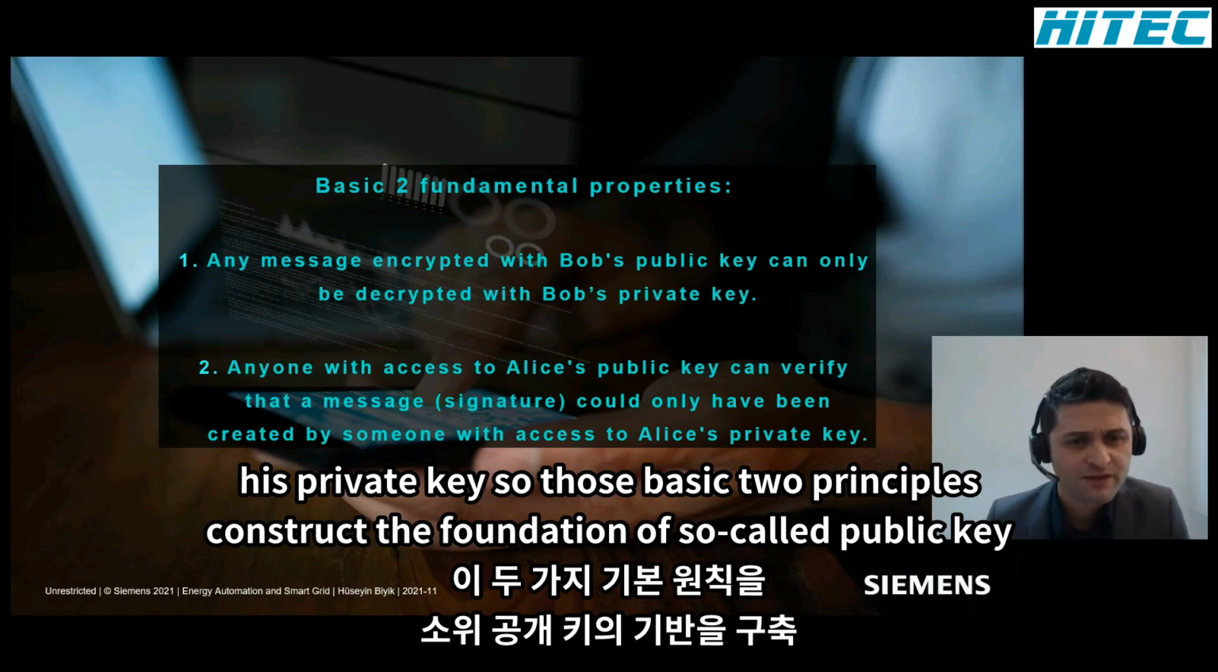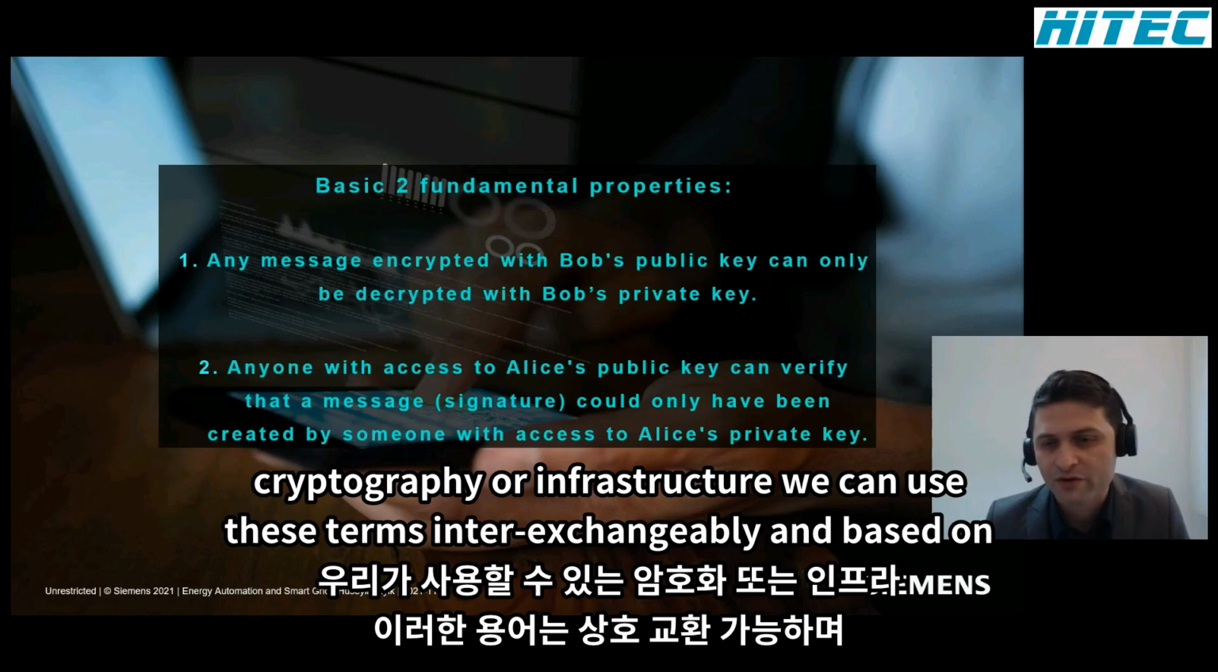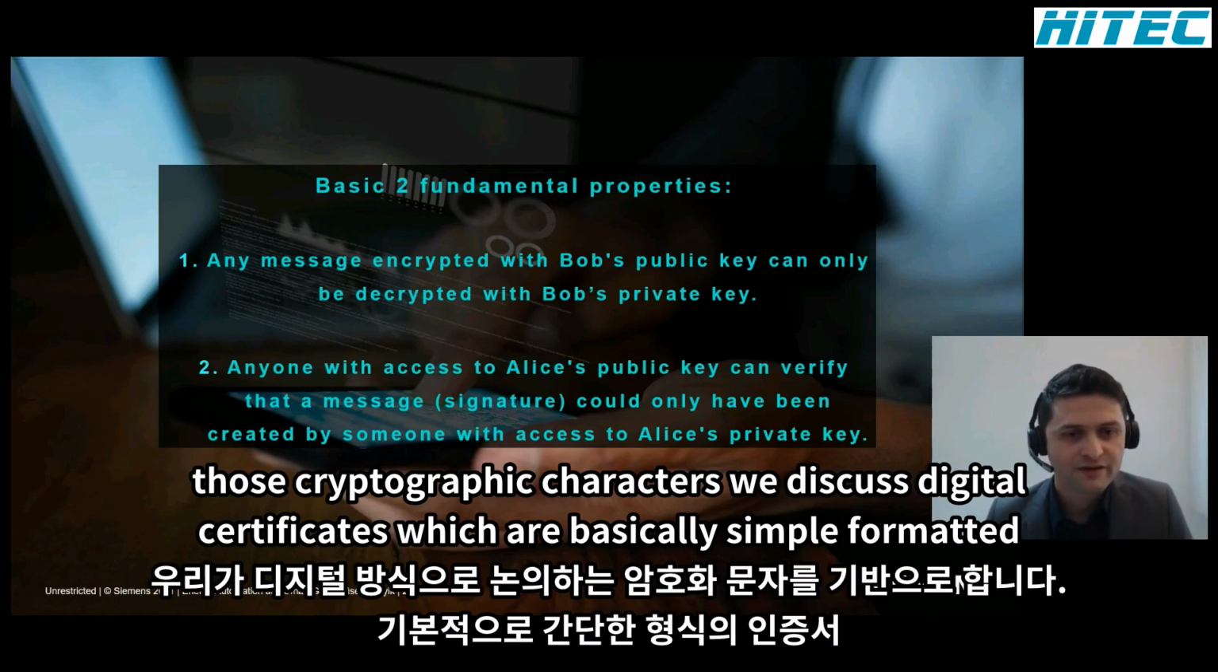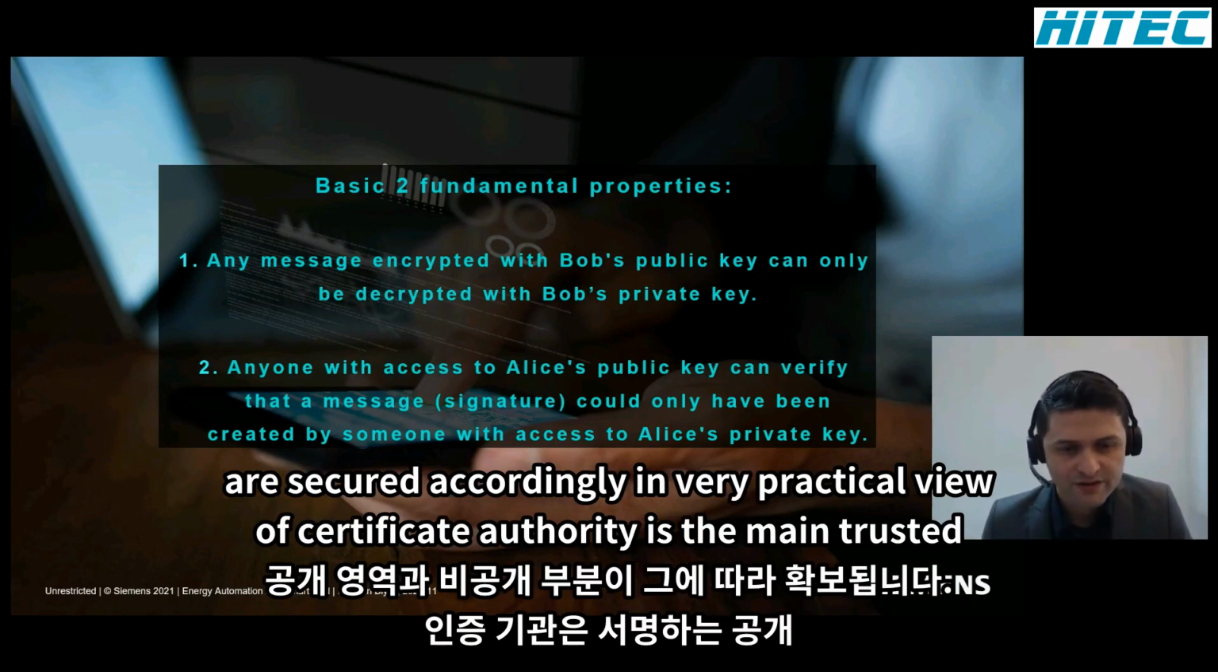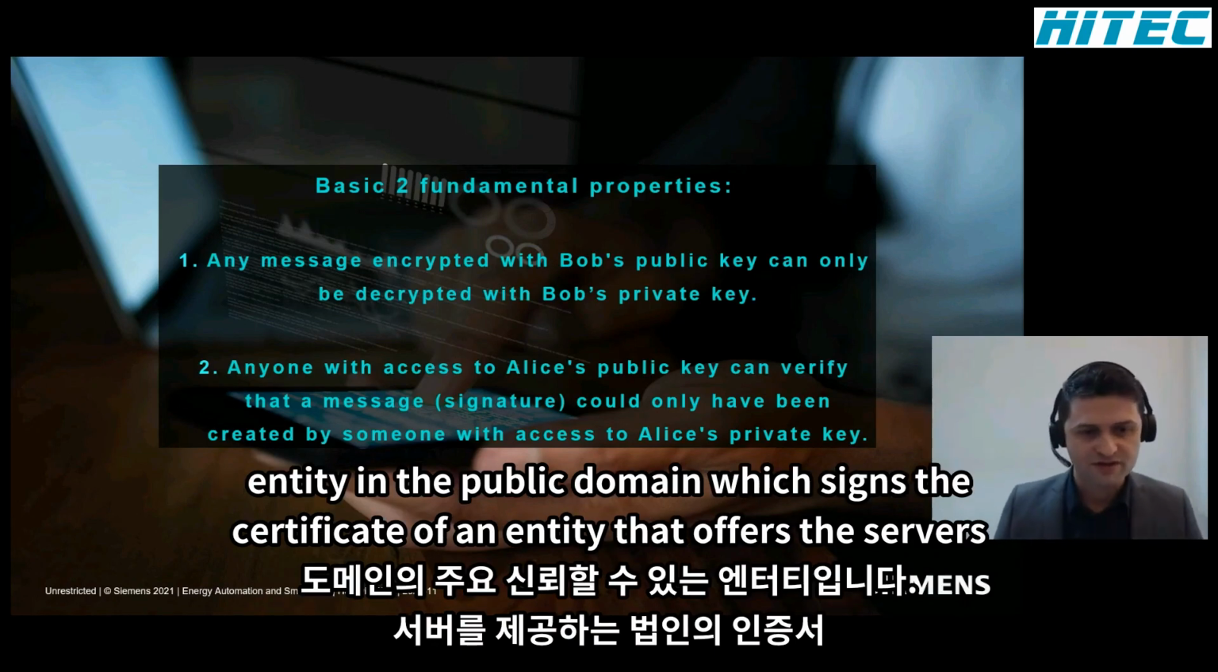Those two basic principles construct the foundation of so-called public key cryptography or infrastructure. You can use these terms interchangeably. Based on those cryptographic characteristics we discussed, digital certificates, which are basically simple formatted plain text files, are signed and distributed across the public domain. And the parts which are private are secured accordingly. In a very practical view, the certificate authority is the main trusted entity in the public domain, which signs the certificate of an entity that offers the servers.